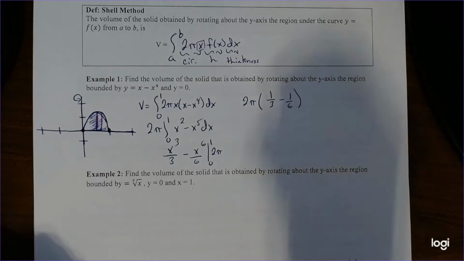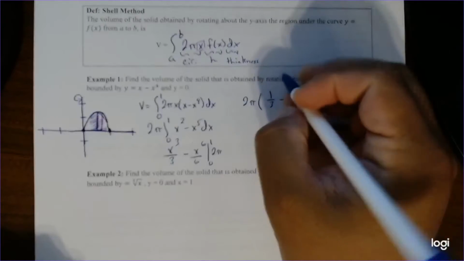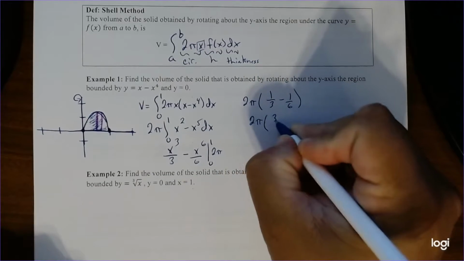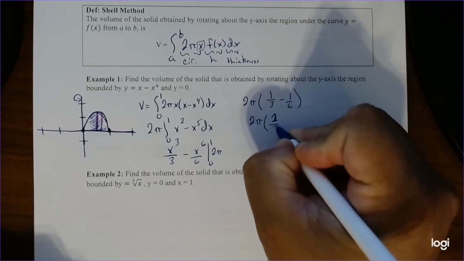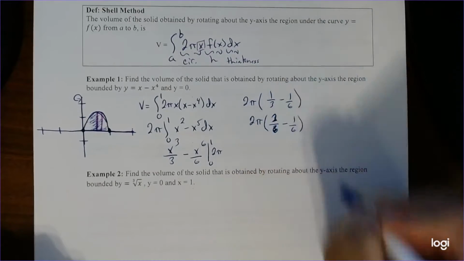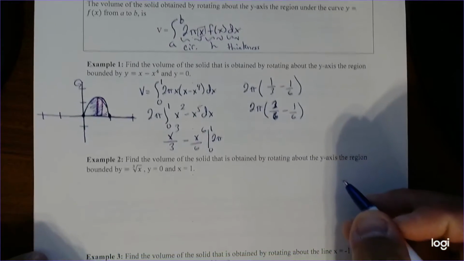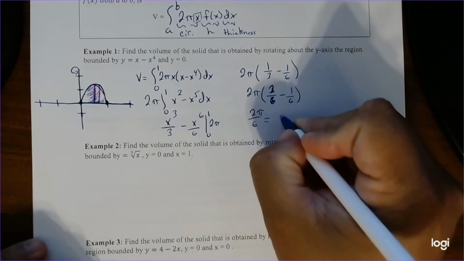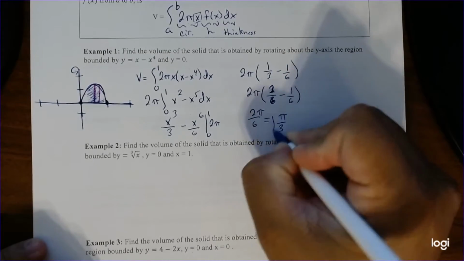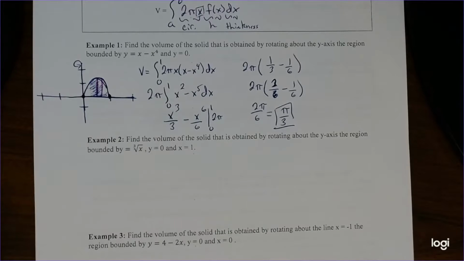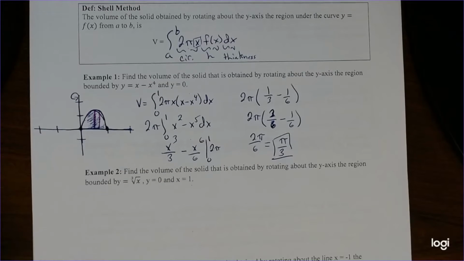Now we just simplify, right? So if we want to simplify this, this is going to be multiplied by 3. Or sorry, by 2. That's just 1/6. So it'll be equal to 2 pi over 6, which is just pi over 3. And there is our volume using the shell method.